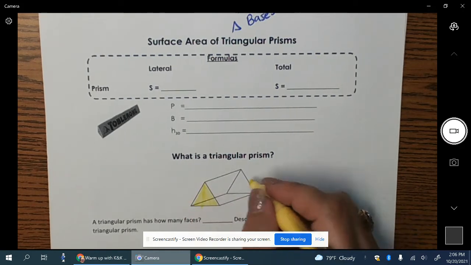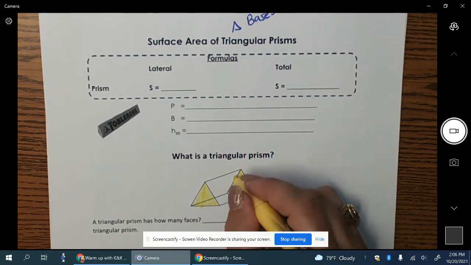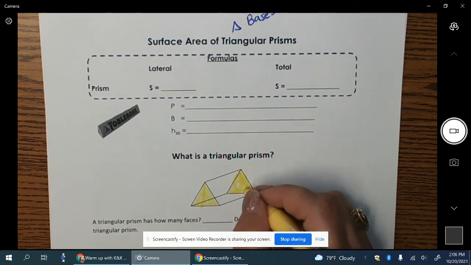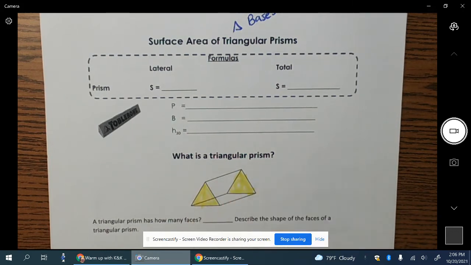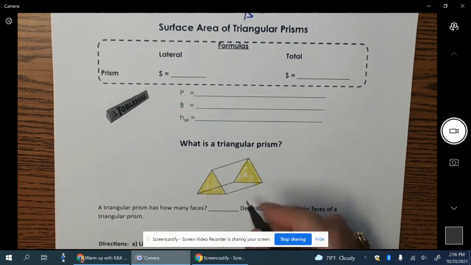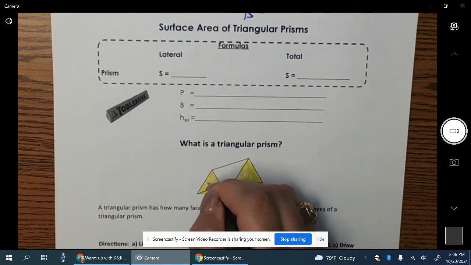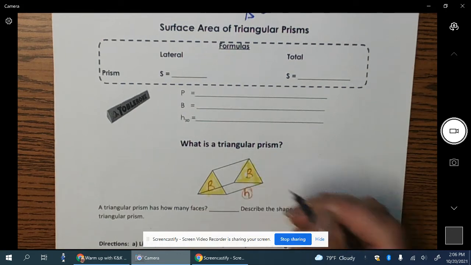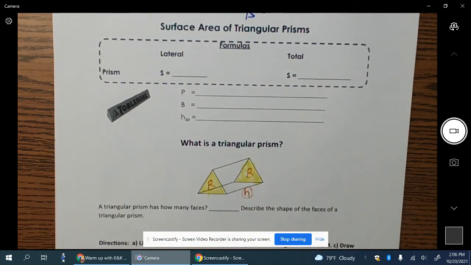If you shade, just shade very lightly when you get to numbers. Don't shade over them. Okay? After you shade the bases, what do I always want you to do? Circle the height. Okay? The height is the distance between your bases. So this is your bases. The height is between them.